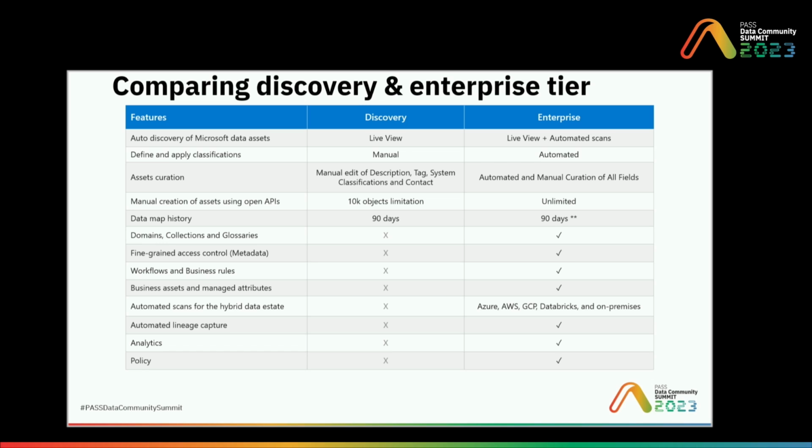There's a bunch of other capabilities that are available in the enterprise tier: fine-grained access control, workflows and business rules, business assets, managed attributes, automated scans for sources outside just Azure or Microsoft sources, so you can connect to an RDS, a DB2, anything out there. Automated lineage capture, which I will throw some light on later in the presentation as well. You have advanced analytics and insights that you can view to ensure that the governance posture of your organization is kept intact. And finally, policy, which Vlad will deep dive on, which is available only in the enterprise version. So this is a snapshot of what's in the discovery tier and what's in the enterprise tier.